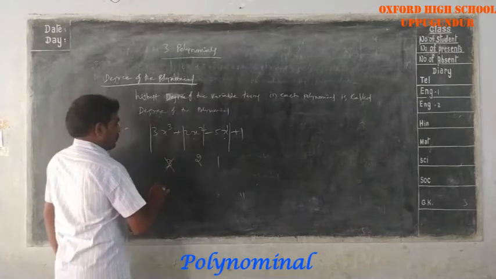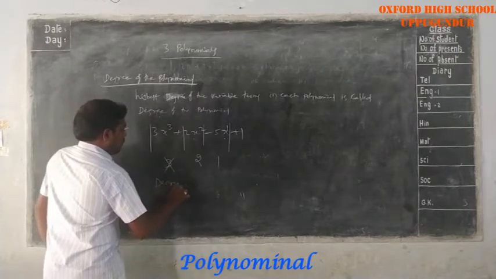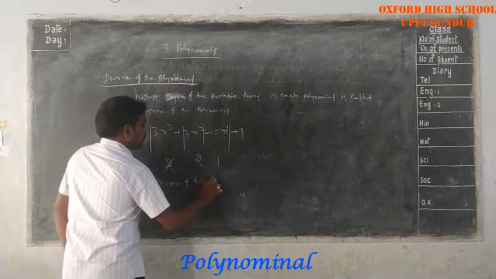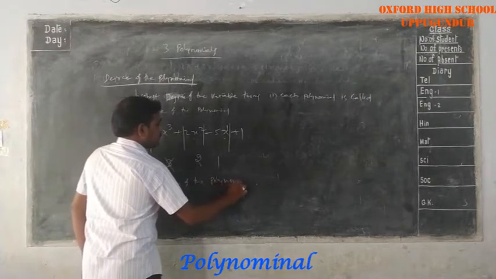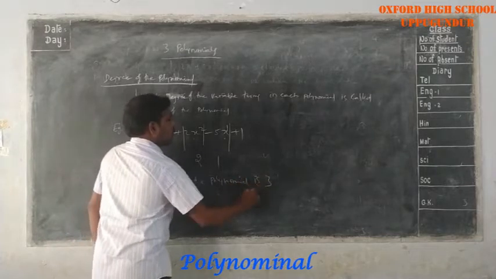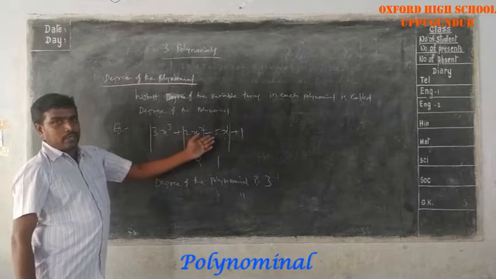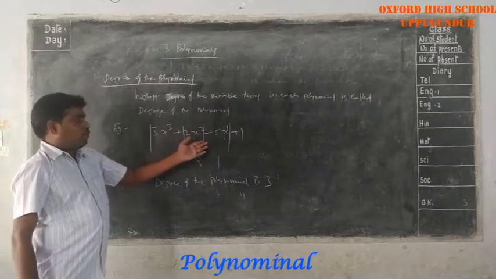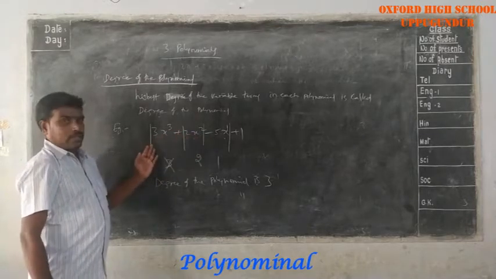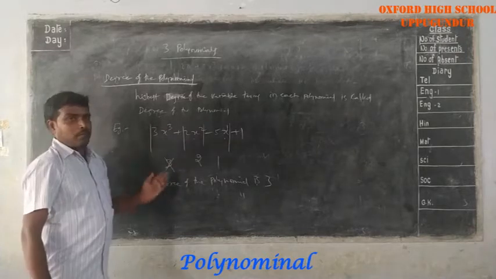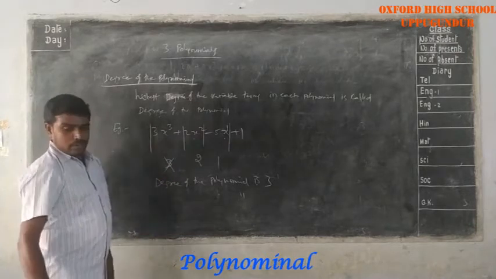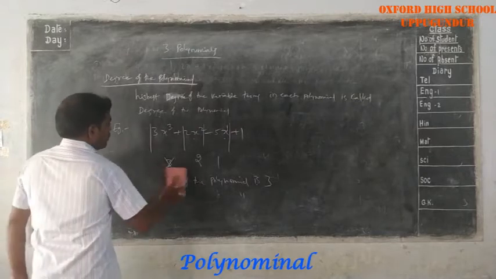Therefore, the degree of the polynomial is 3. So for each term you have to find the degree. Among all the terms, the highest degree is called the degree of the total polynomial. So this is about the degree of the polynomial.